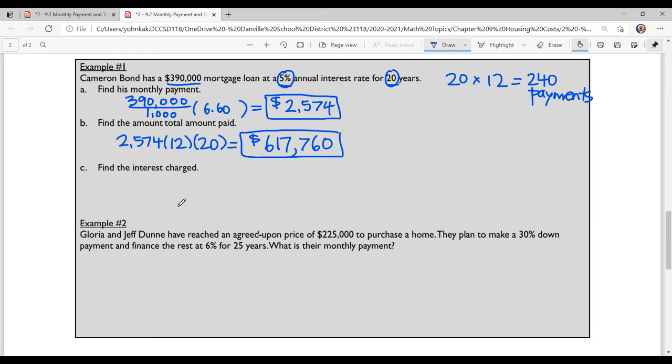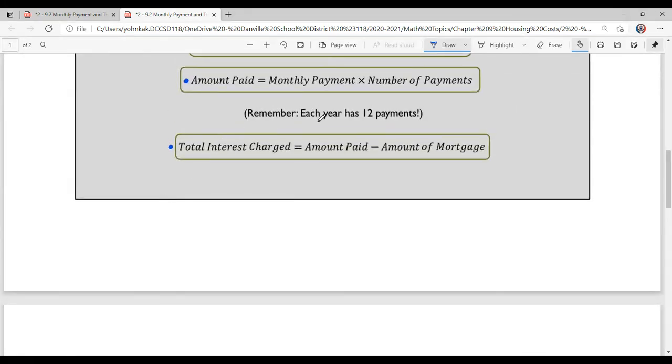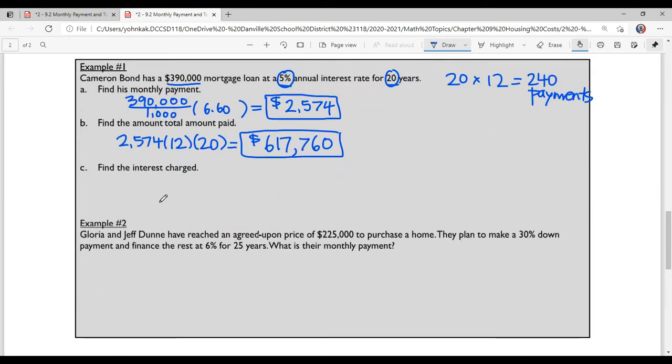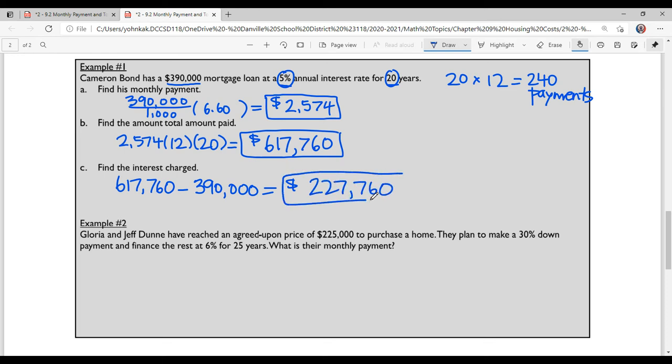And then finally for part C, to find the interest charged, you're going to look at your formula and it says to take the amount that you paid and subtract the amount of the mortgage. So we're going to take the amount that we paid, $617,760, and subtract the amount of the mortgage, $390,000. That means that I'm paying a total interest of $227,760. That's like a whole other house that I'm paying for.